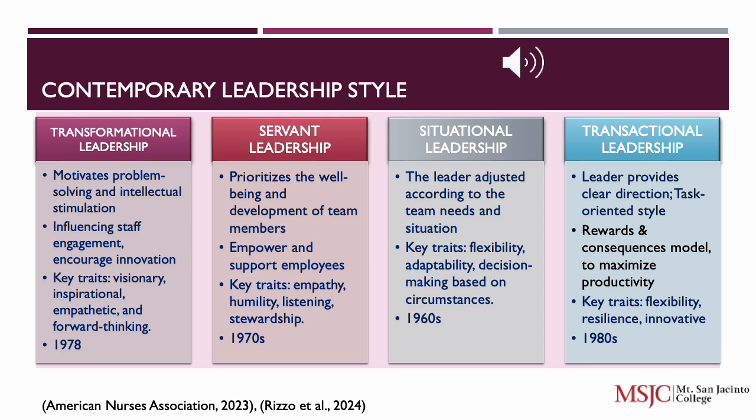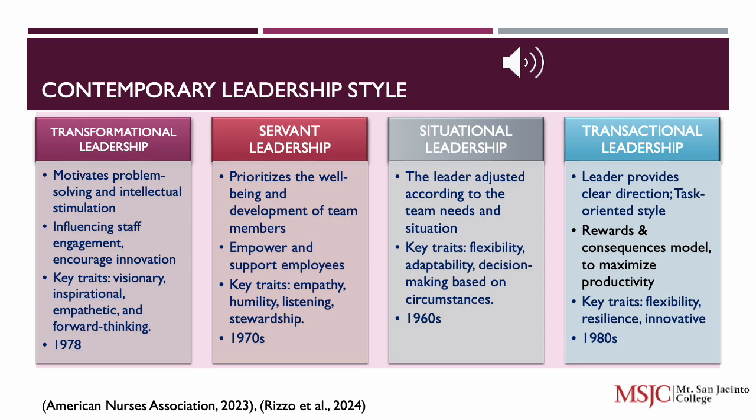Contemporary leadership style emerged between the 1960s and 1980s. It emphasized flexibility, adaptability, and collaboration, reflecting the dynamic and evolving needs of new modern organizations. First, transformational leadership. This leader type inspires and motivates the team to exceed expectations. They share vision, influence staff engagement, encourage innovation, and foster personal growth. The key traits of this leader are visionary, inspirational, empathetic, and forward-thinking.